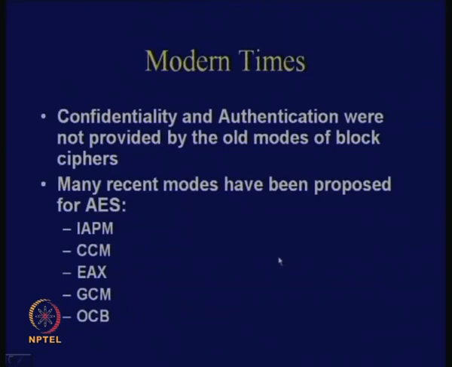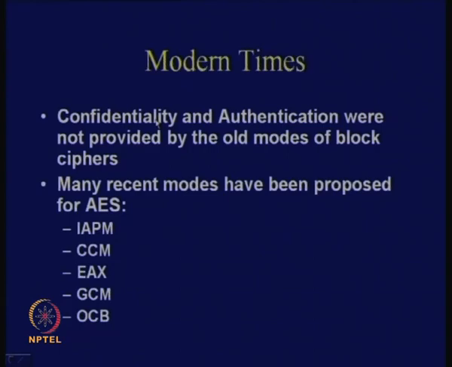So let's come to something which is more modern. You see that confidentiality and authentication were not provided together by the old modes of block cipher. When I say that, what I mean is that both confidentiality and authentication are not provided. So authentication and encryption I do not get at the same time. After this, an idea came up which is known as authenticated encryption.